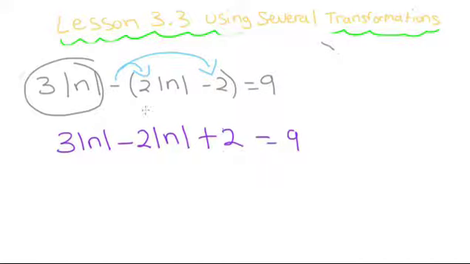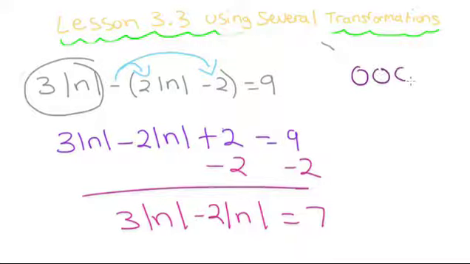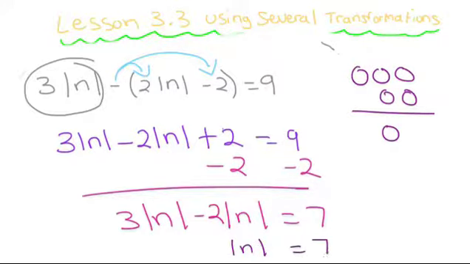So now let's isolate this whole thing. We will subtract 2 from both sides to get 3 times the absolute value of n minus 2 times the absolute value of n is equal to 7. So what we will get is 3 times a number minus 2 times a number is 1 times a number, right? Because if you have 3 dots and you subtract 2 dots, you will get 1 dot. So we will get 1 times the absolute value of n, which is basically just the absolute value of n, and that will be equal to 7.